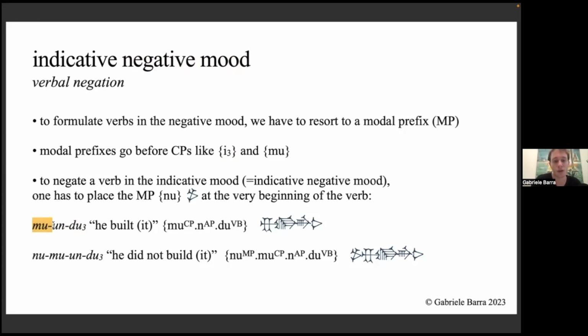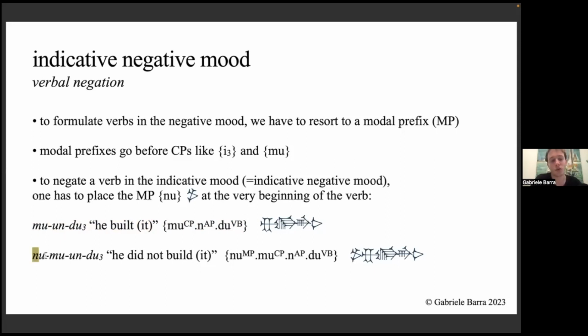So I think we have an example, mu-n-du, whose grammar at this point should be very, very clear. So mu being the conjugation prefix, then the n, which stands for the third person in the hamtu or perfective conjugation, and du, the verb to build. So mu-n-du, he built, although it's not written, it's understood by context.